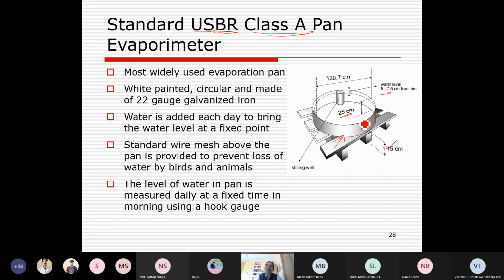surface heat is least affecting this system. And there is a stilling basin to check the water level that we are interested to measure. So this is the US Bureau of Reclamation Class A pan evaporimeter, it is called. It's the most widely used evaporation pan. It is white painted, circular, and made of 22 gauge galvanized iron. These are the standard conditions. Water is added each day to bring the water level to a fixed point, and every day we measure from the fixed point how much it has reduced, and that is taken as evaporation.